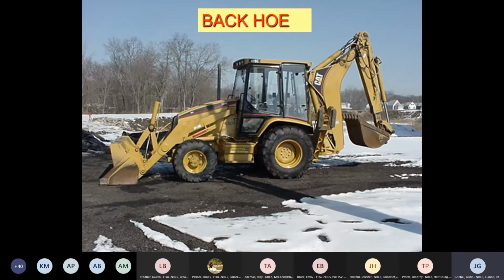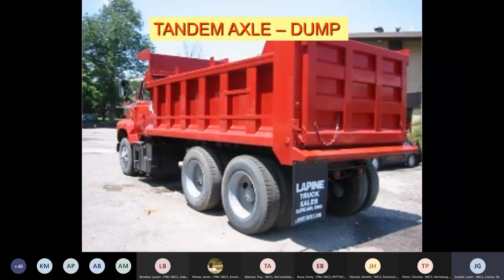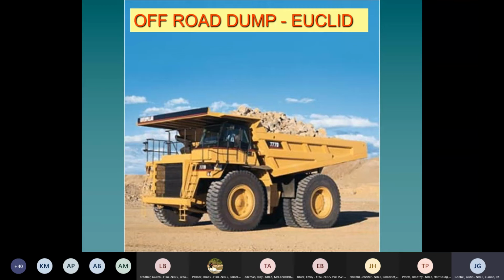Just a typical backhoe you'd see on a construction site. It's about a 20,000 pound machine, rubber tires. Single axle dump truck, 8 to 10 tons, basically a municipal dump truck. And here's a tandem axle dump truck. These trucks would typically carry about 17, 18 tons at a time. And a triaxle dump truck, 20, 22 tons. That's about the maximum you can haul on Pennsylvania roads.